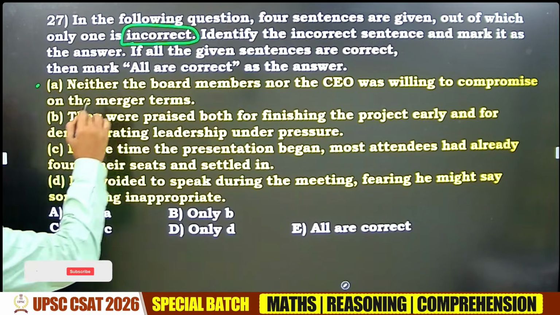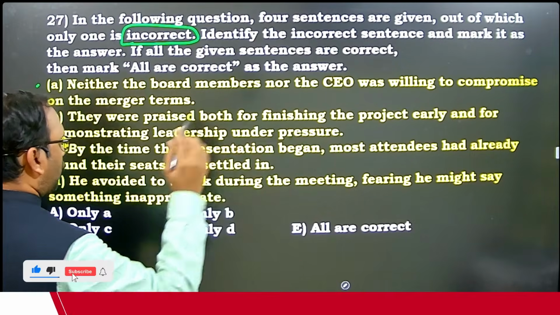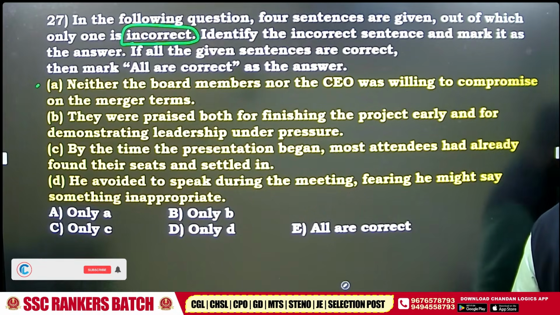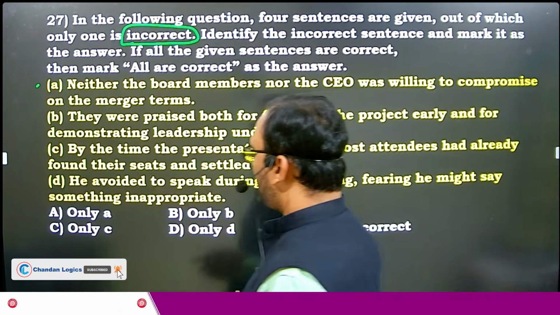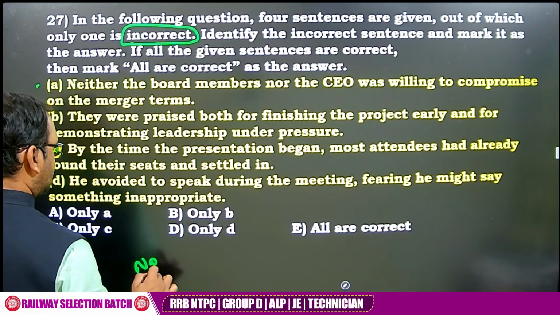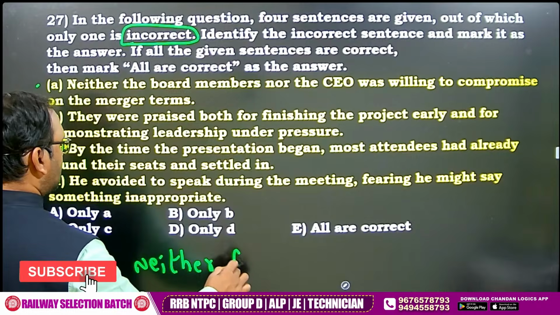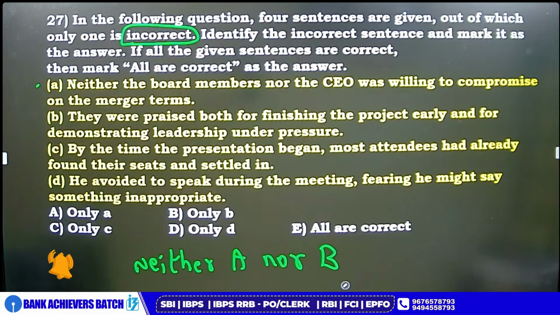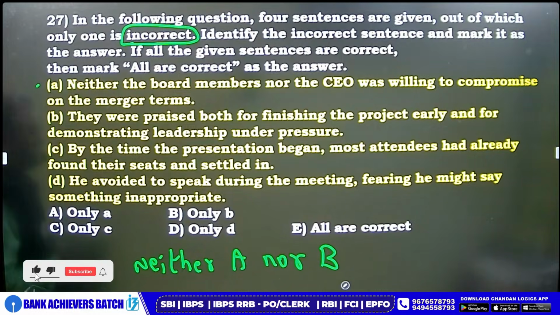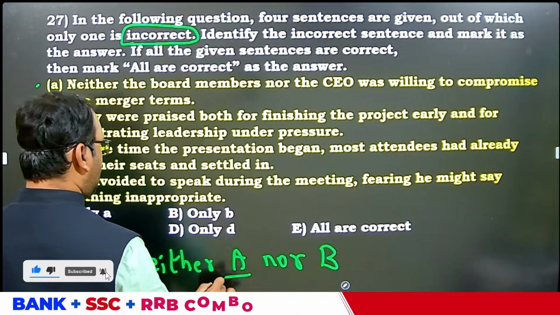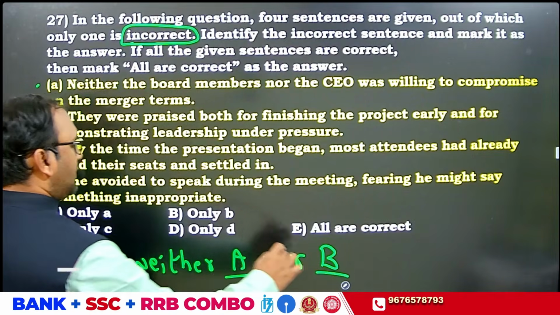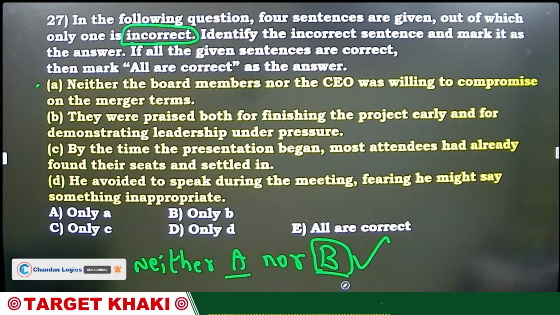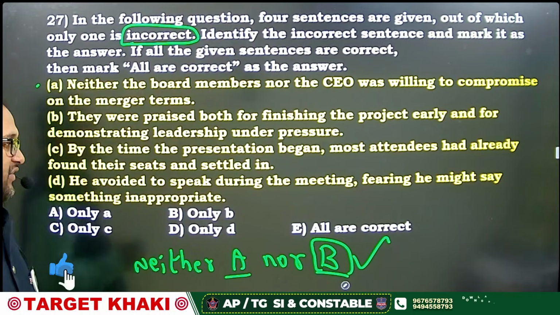Let us have a look at the option 1. Option 1. Neither the board members nor the CEO. In English, there is a beautiful topic called subject-verb agreement. In it, there is a beautiful rule that says, imagine neither A nor B. Whenever we have a model like neither A nor B, then B should be considered the main subject.